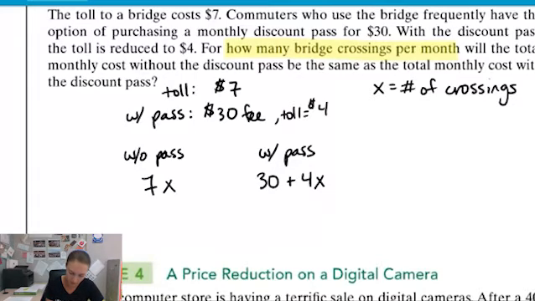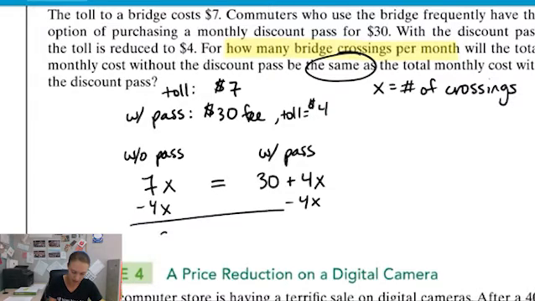And it wants me to figure out how many bridge crossings until those costs will be the same. So I want to set these equal to each other, and there's my equation. I can solve by subtracting 4x. I have 3x equals 30, divided by 3, and x equals 10.